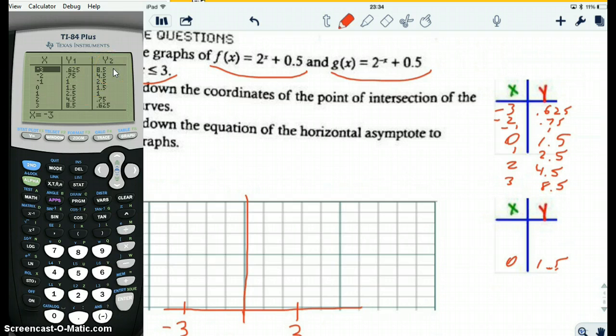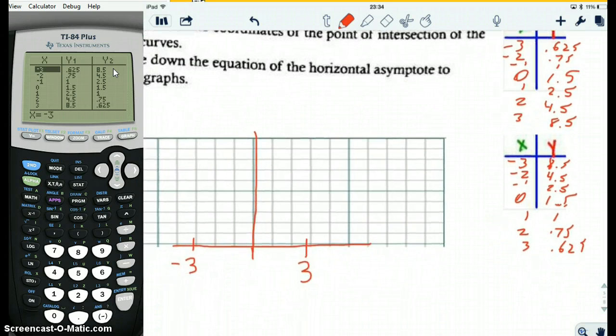Hey, what do you know? Look at that. It's the mirror image. So -3, 8.5; -2, 4.5; -1, 2.5; and then 0, 1.5; and 1, 1; and 2, 2.75; and 3, 3.625. Now let's graph that.